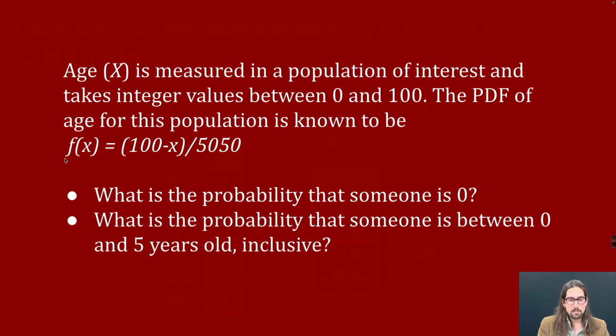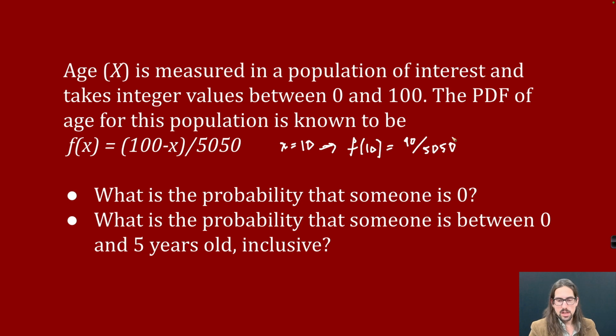So what I mean by this is that for any value little x, the value of the density is just what happens when I plug in little x here and I compute this. So for example, if I put x equals 10, then f of 10 is going to be equal to 100 minus 10, 90 over 5,050. So age takes these integer values.